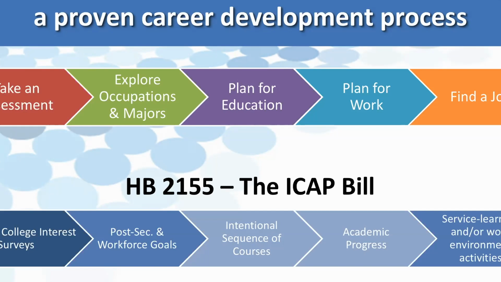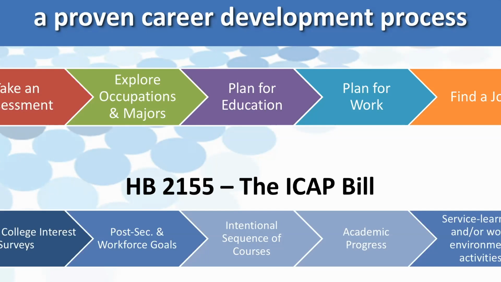Step one, they need to take college and career interest surveys, right? There's that exploration piece. Two, they need to write some goals that are post-secondary or workforce related, right? So now that we know what we want to do, we need to write down what we plan to accomplish. That third one, intentional sequence of courses, is basically just a plan of study.